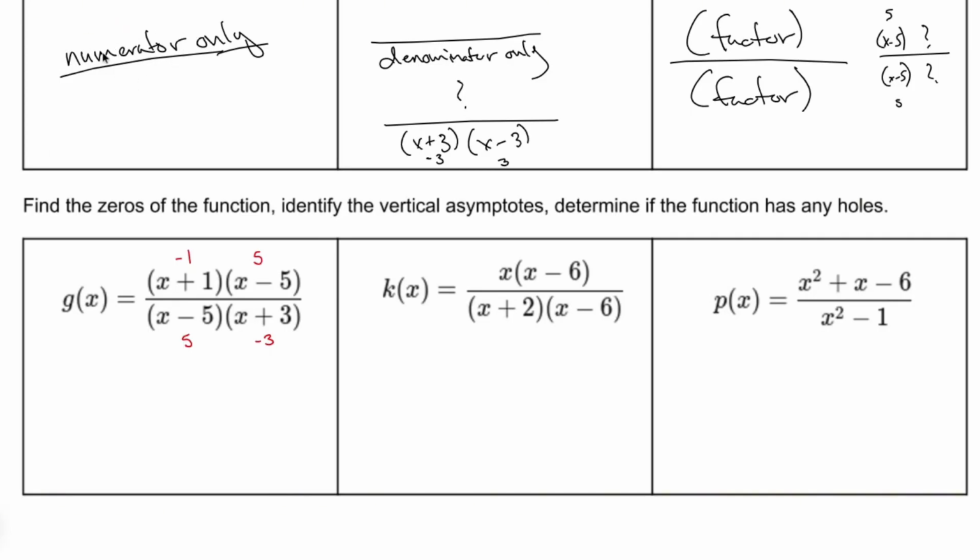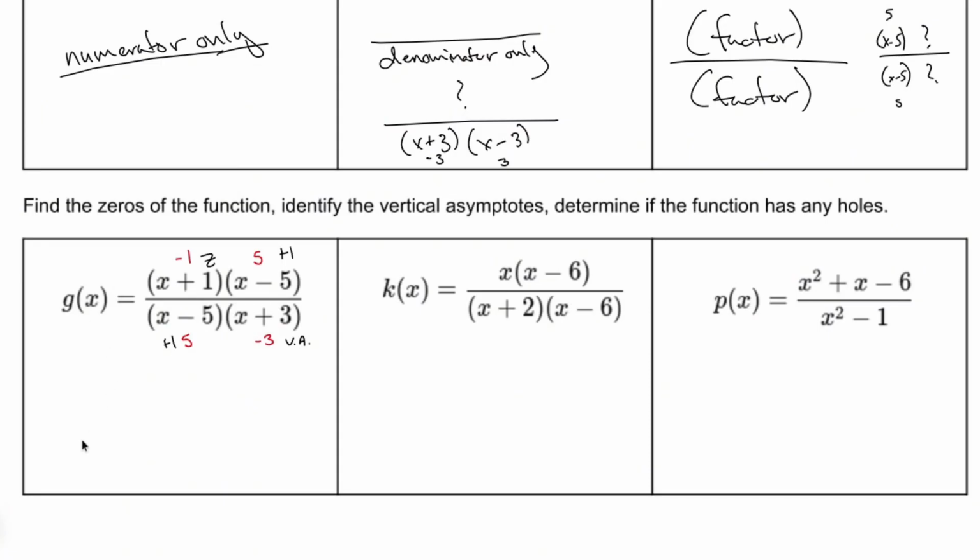Now, magic numbers in the numerator only are zeros. So negative 1 is a 0. 5 and a 5 is going to be a hole, because magic numbers that occur in the numerator and denominator are holes. At negative 3, since it's a unique factor in the denominator, we have a vertical asymptote.